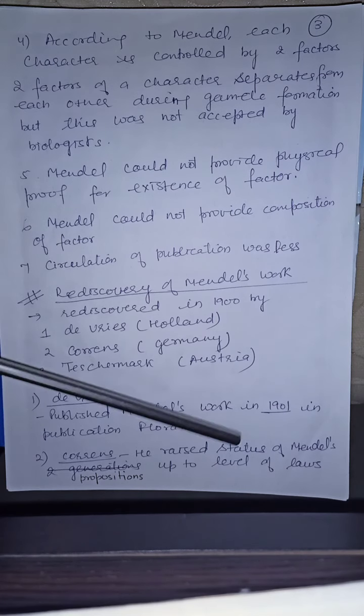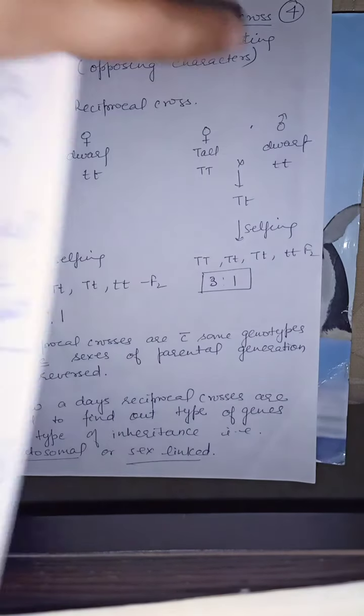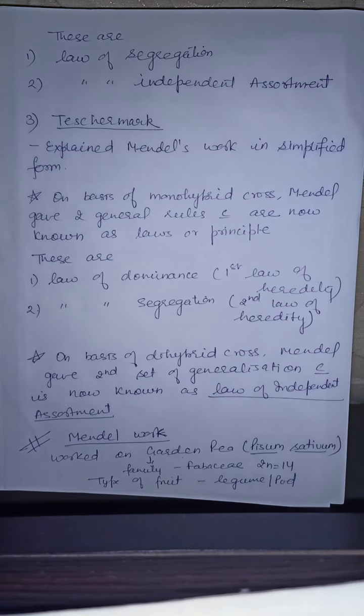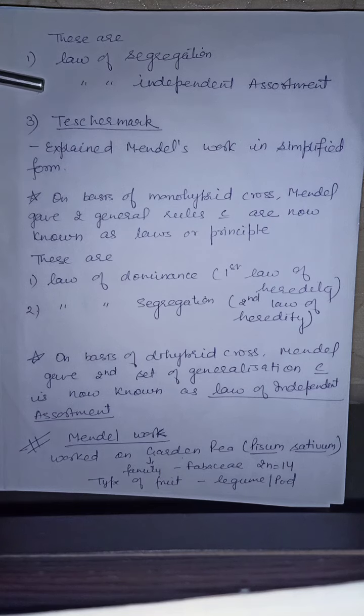Correns raised the status of Mendel's propositions up to the level of laws. He gave the shape of laws to the Mendel propositions. These were the law of segregation and the law of independent assortment. Tschermak explained Mendel's work in simplified form. So these three scientists, Hugo de Vries, Correns and Tschermak, independently rediscovered Mendel's work, and Correns provided the shape of laws to Mendel's two propositions.